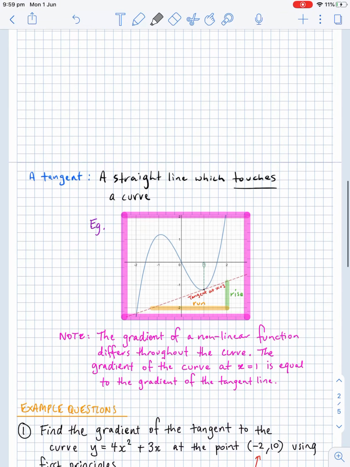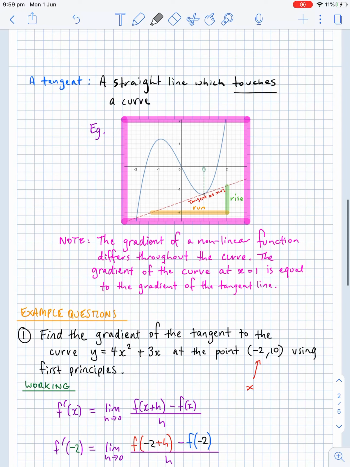Hope this helps. Oh, we've got some more stuff, plenty more. So next up, we've got a tangent.